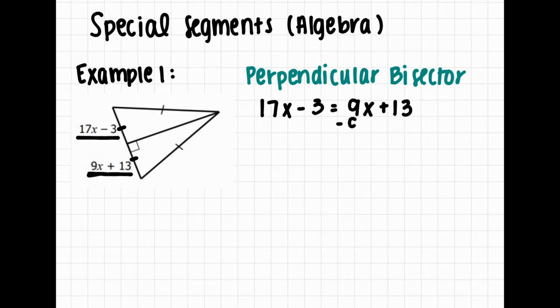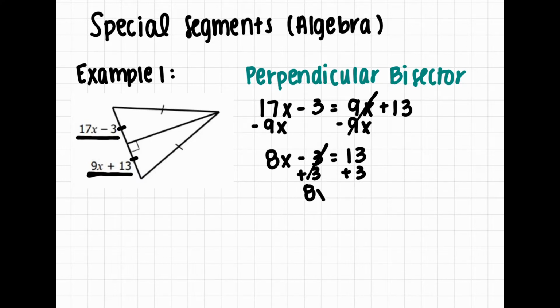So I'm going to subtract 9x from both sides first. When I do that on the right, it cancels out. 17 minus 9 leaves me with 8x. I didn't do anything with the minus 3 yet, so I'm going to bring it down. And it's going to be equal to 13. I need to get that 8x by itself, so I'm going to add 3 to both sides. It cancels out on the left, and I'm left with 8x is equal to 16. And my last step to solve for x is to divide both sides by 8. It cancels out on the left, and I'm left with x equals 16 divided by 8 is 2.